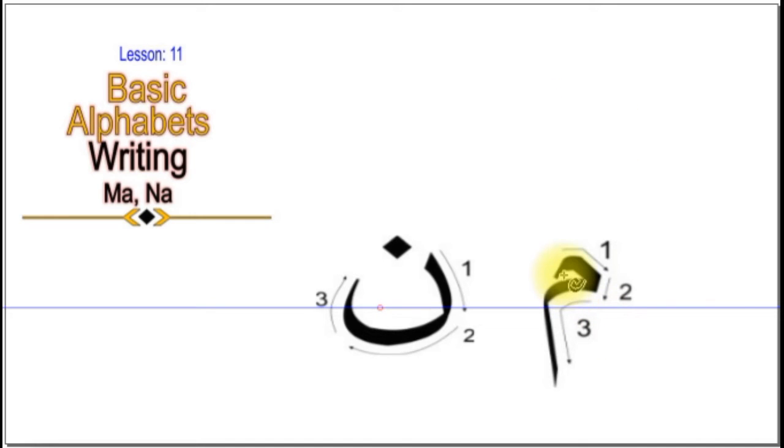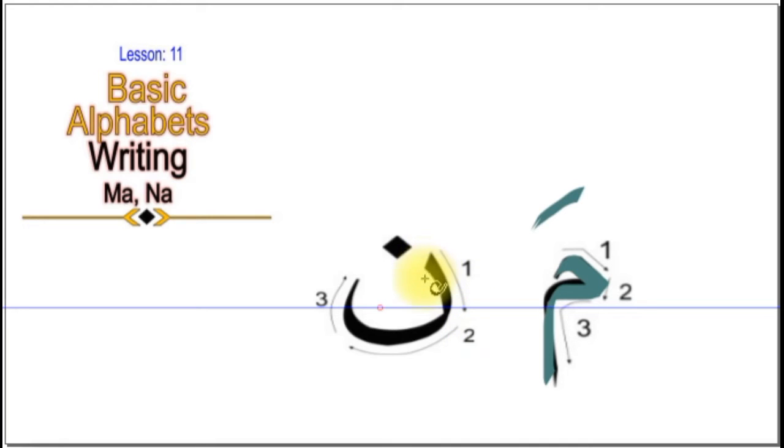Let's observe how I write. Curve a bit, go down, stretch below, ma, per stroke, ma. Now the na, let's do again. Curve, below, per stroke, ma.